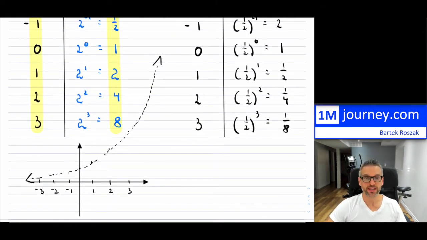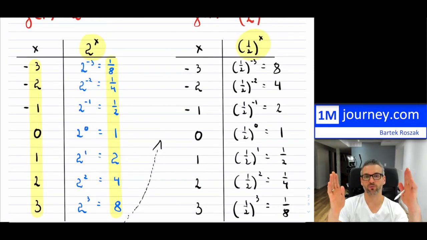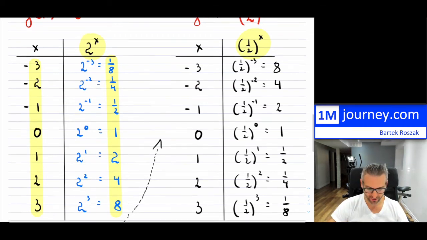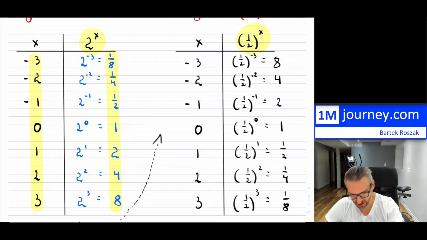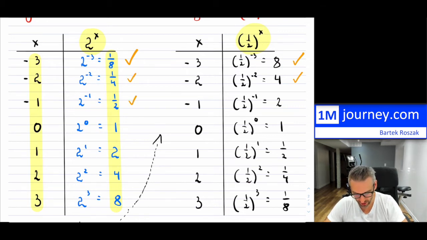Now, if we did this when b is between 0 and 1, so if in this case I took 1 over 2, notice that this kind of reverses the process. So I had 1 over 8 when the input was negative 3, but here all of a sudden I have an 8. Here I had 1 over 4, and here I have a 4. 1 over 2, here I have a 2. So it's like it's going in reverse.